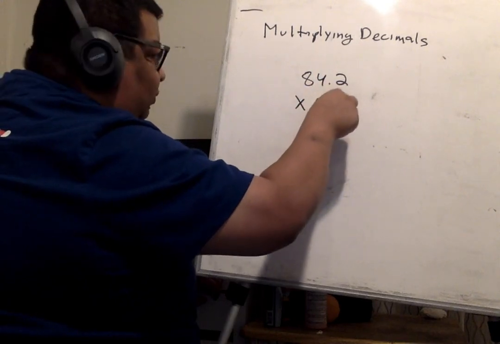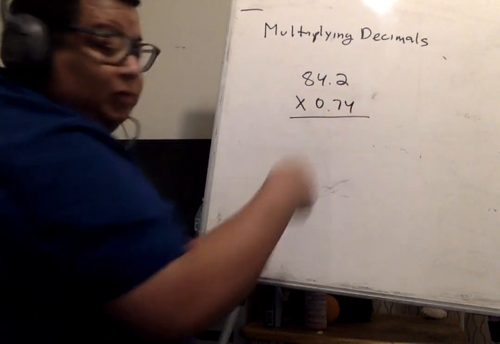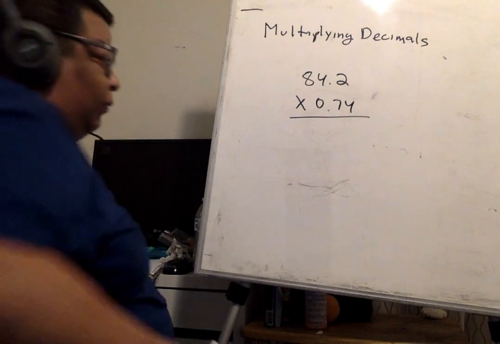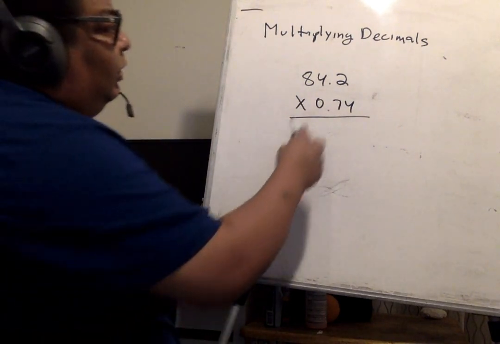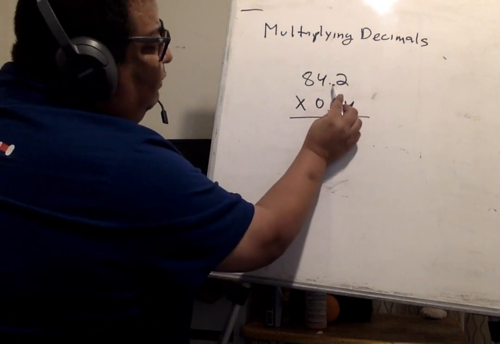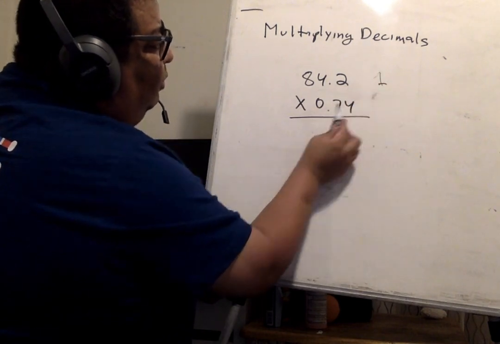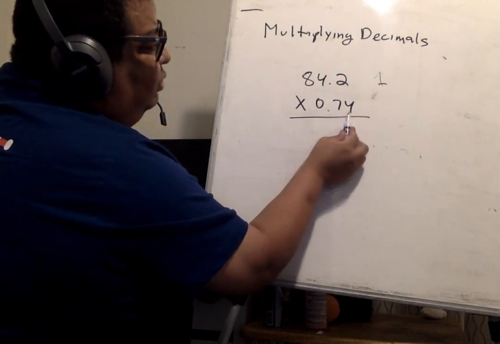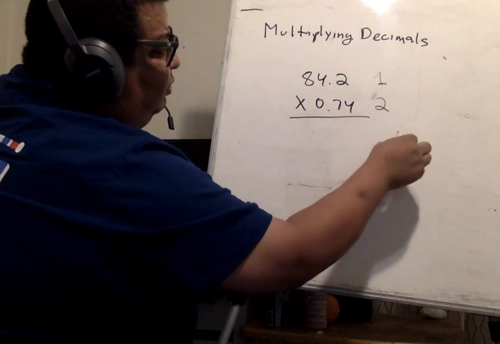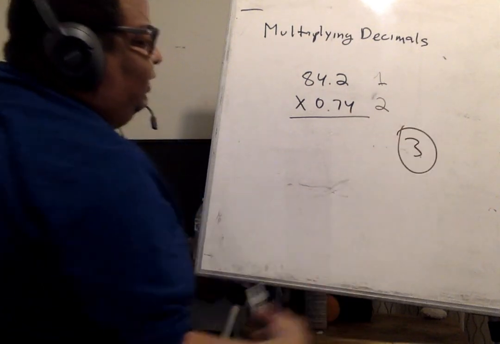Times 0.74. Okay, on top we have how many digits after the decimal? 1. After here, how many digits do we have? 1, 2. We have 2. 1 plus 2, magic number is 3.